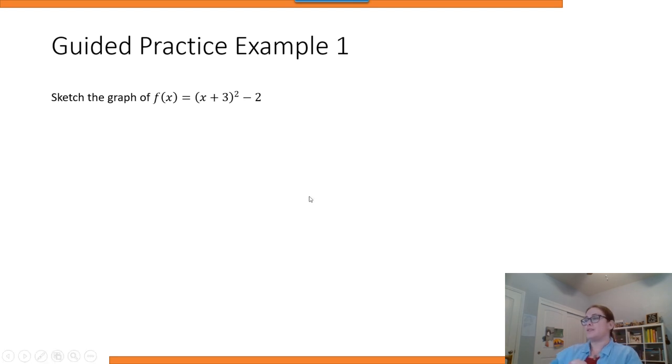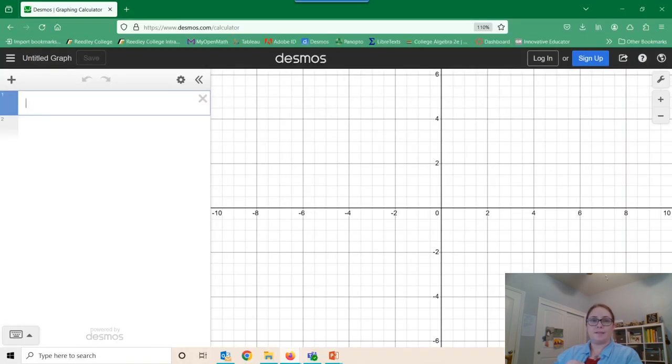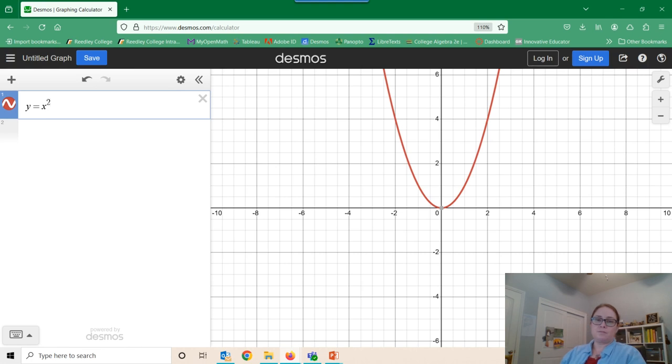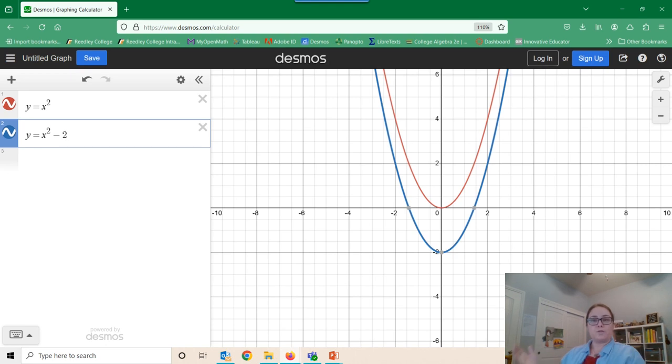Now, to see all this, I'm going to pull up Desmos so we can play around with this and kind of see how that happens. So I'm going to start by just plugging in y equals x squared. There's my parent function before anything happens to it. Okay. If I take that function and I graph it again, and this time I'm going to subtract 2. And so there's my function, exact same thing, only everything is shifted down 2.